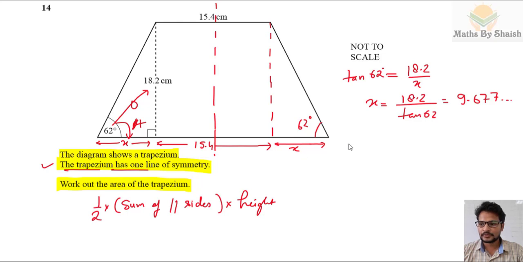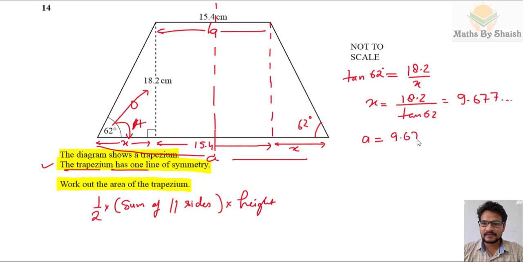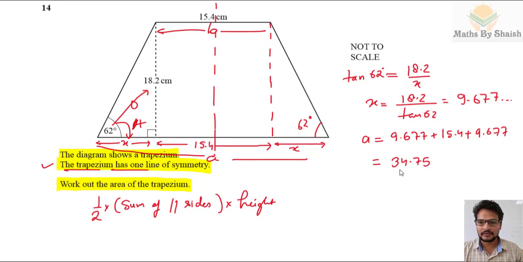And once we have this x, we can add up all the side lengths. So for the total base, I will take this as b and this as a. So we have a as 9.677 plus 15.4 plus 9.677, and this adds up to 34.754 and so on. So I will take this to two decimal places, 34.75.